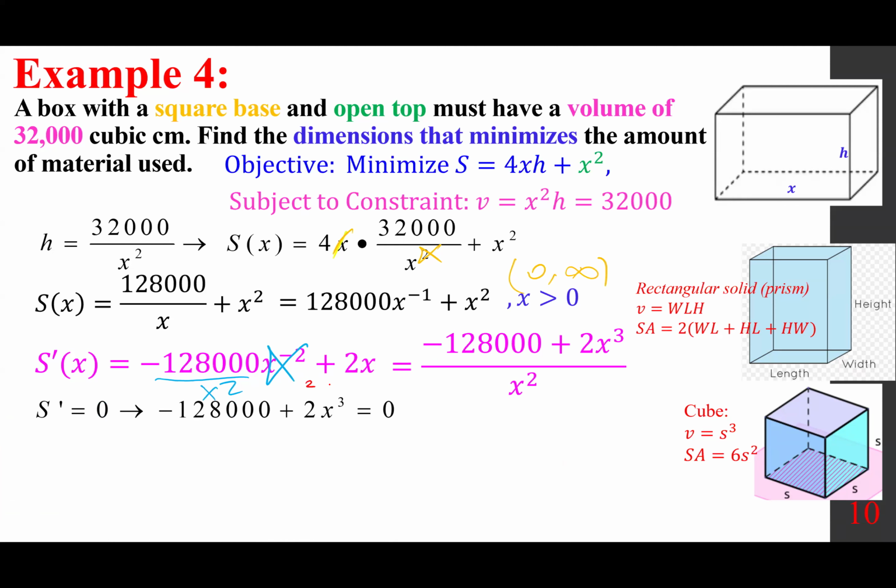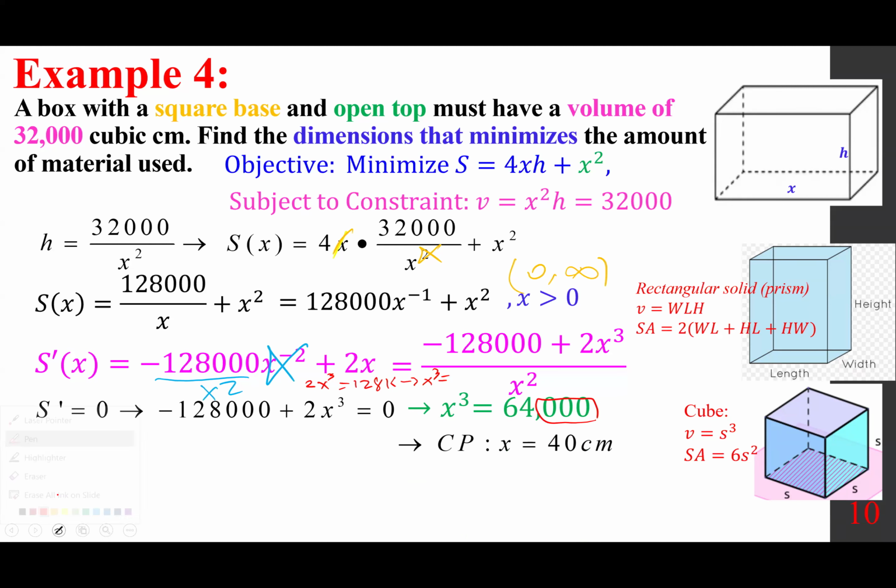That means 2x cubed is 128K. X cubed becomes 64K, or 64,000. X is the cube root. When you cube root 64, you get 4. When you cube root 3 zeros, you get 10. Remember, that's how it works, right? So you get 40 centimeters.